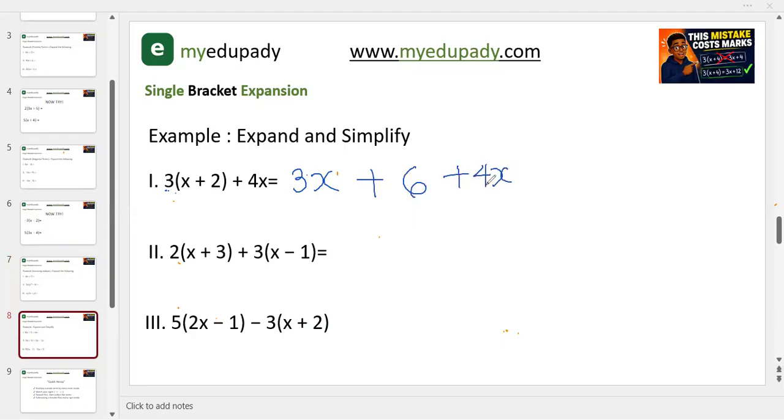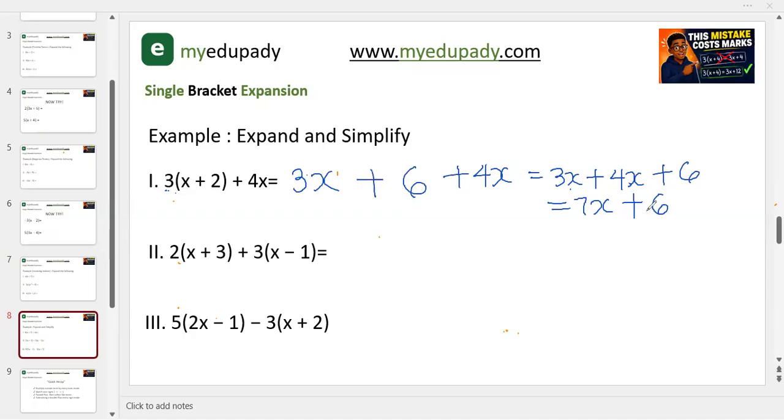So what you want to do is group the terms together. I move this plus 4x closer to where 3x is. The sign doesn't change, please, that is important. So this becomes 3x plus 4x plus 6. Notice that the sign didn't change. If I do 3x plus 4x, that gives me 7x, and then I have plus 6. So the result for that expansion is 7x plus 6. Right, so let's look at the second example.